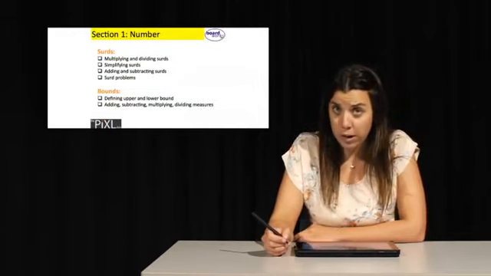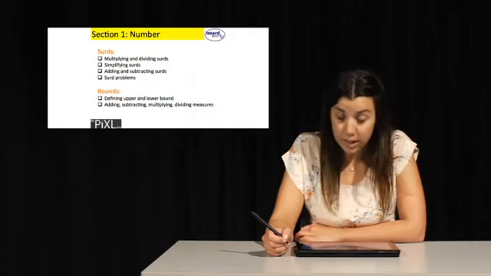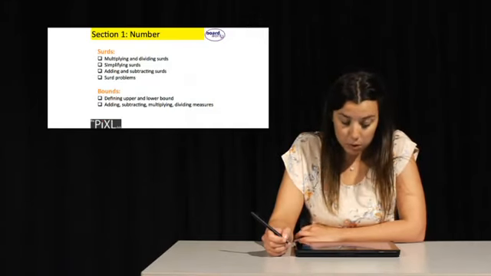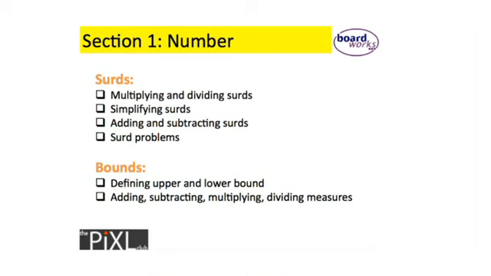Our first section is on number. We have 2 parts. First, surds, and then bounds. In surds, we're going to be practicing multiplying and dividing surds, simplifying surds, adding and subtracting surds, and surd problems. Followed by bounds, where we'll be looking at defining the upper and lower bound, and also being able to add, subtract, multiply, and divide measures involving bounds.